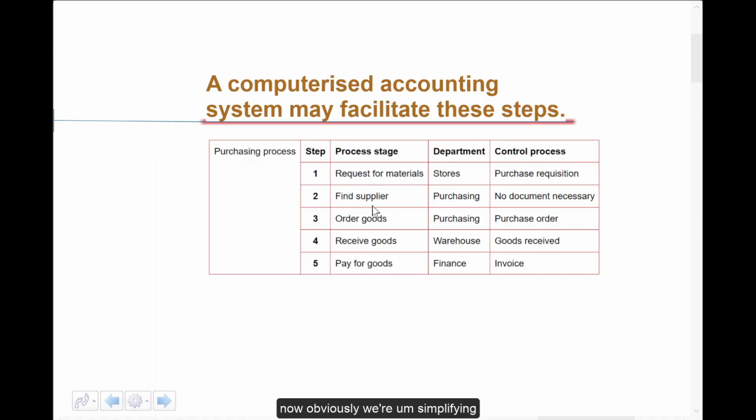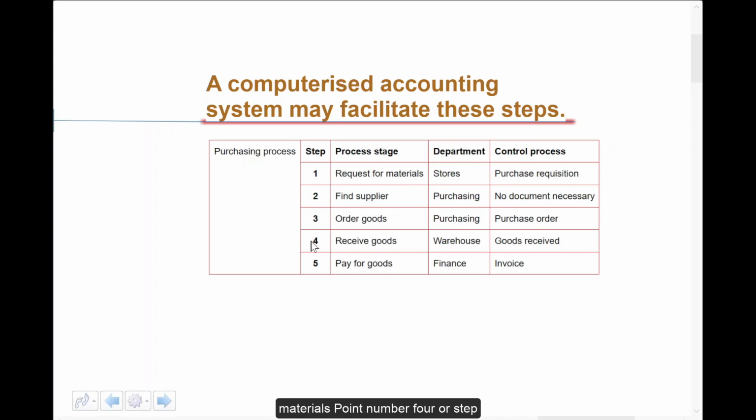Now, obviously, we're simplifying things here. In terms of the department, clearly the purchasing department is responsible for finding the right suppliers, and it's highly likely, when I say simplistic, that they will have go-to suppliers. Once the supplier has been found, point number 3, order the goods. Again, the purchasing department, let's be clear on the terminology here. A purchase order will be issued from the purchasing department in respect of those materials.